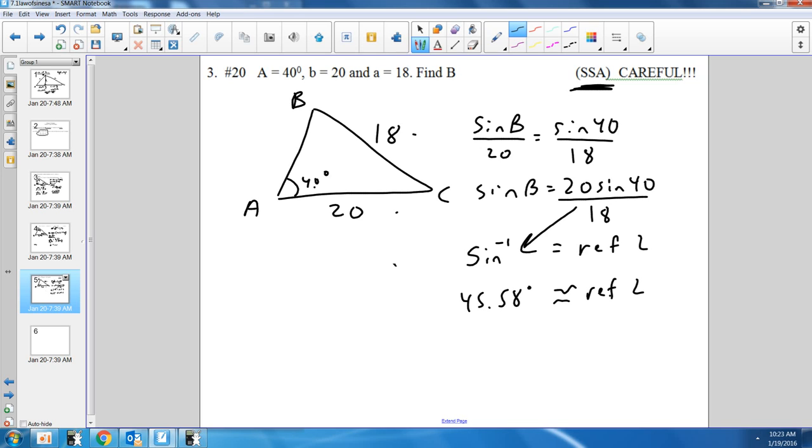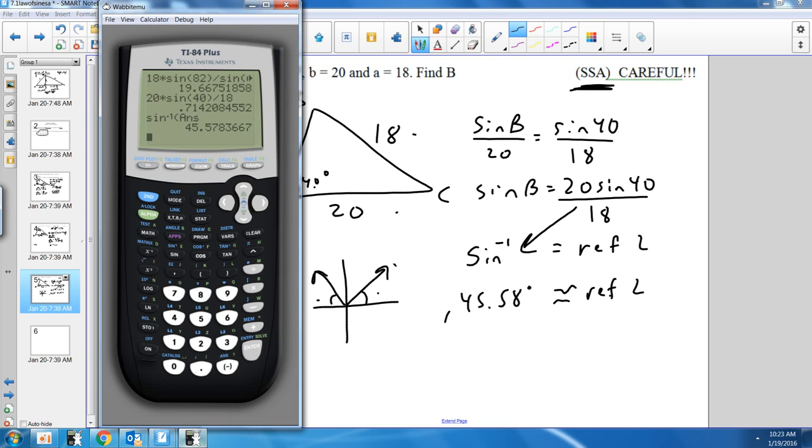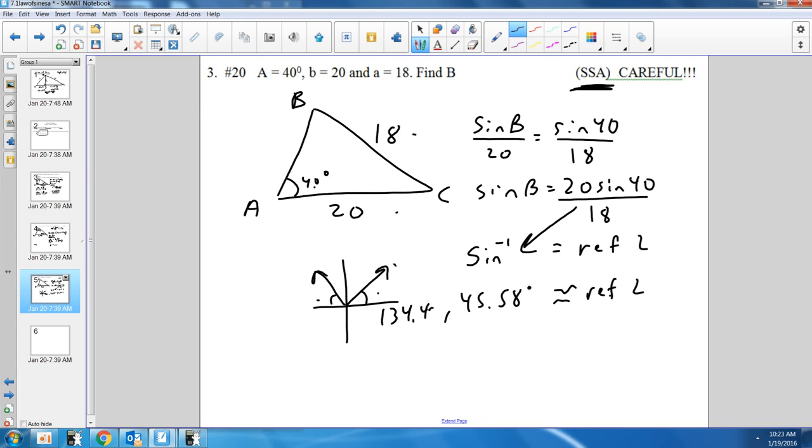Now, I have to be smarter than the calculator here and say, okay, that can be my B. However, my B can be in two quadrants. Here's one, and here's the other one. That's where the sine is positive. So I really have to consider both of those answers as I go through. So I want to do 180 minus my answer, 134.42 degrees. Now, at this point, you can't just say, all right, I'm done with the problem. Those are my two answers.